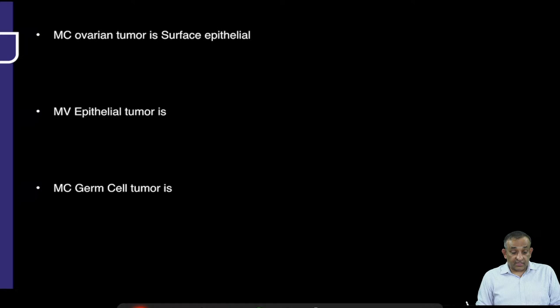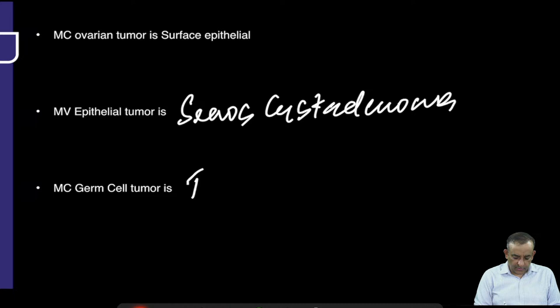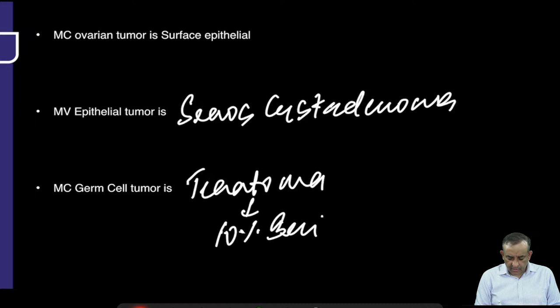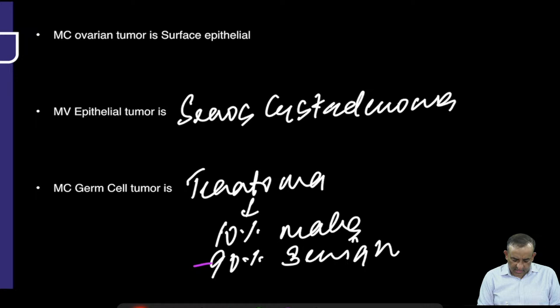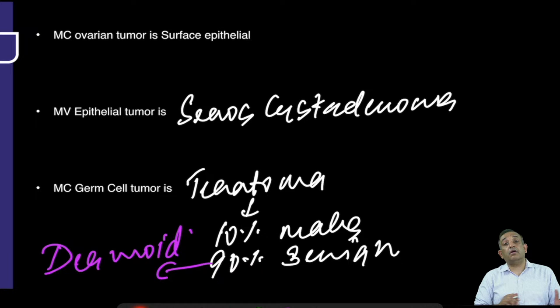Most common ovarian tumor is the surface epithelial tumor. All right. Most common epithelial tumor is the serous cystadenoma. Most common germ cell tumor is the teratoma. And teratoma is 10% malignant and 90% it is benign. So the benign teratoma is what is known as the dermoid. All right. So most common germ cell tumor is not dysgerminoma. Please don't get confused. Most common ovarian tumor is surface epithelial. Most common surface epithelial is serous cystadenoma.